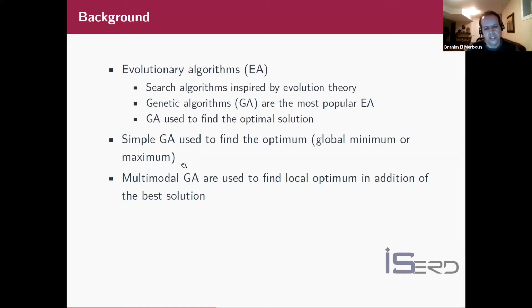For more advanced uses, for more complex search problems, a more general type of algorithm called multiniche, multimodal genetic algorithms is used to locate, in addition to the global solution, more local optima in the search space.